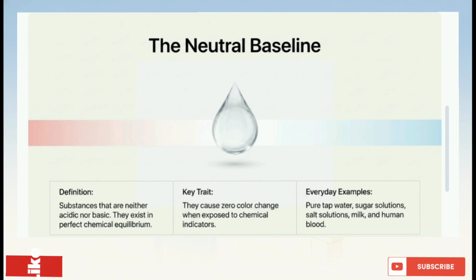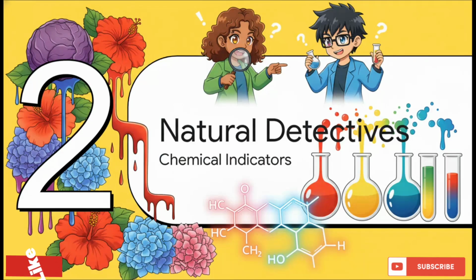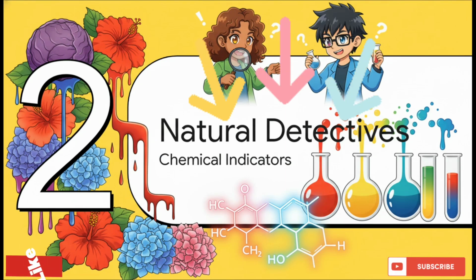But, you know, not everything is at those extreme ends. Right in the middle, we have neutral substances. We're talking about pure water, salt solutions, sugar solutions. These are neither acidic nor basic. They are the perfectly balanced middle ground, which basically means they won't trigger any chemical color changes when we test them. Moving on to part 2, natural acid-base detectives.